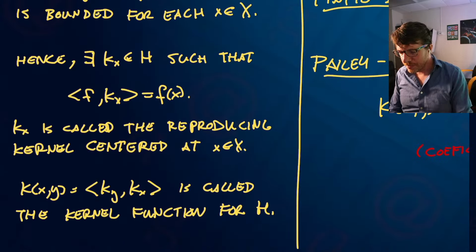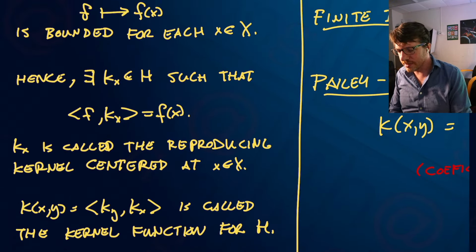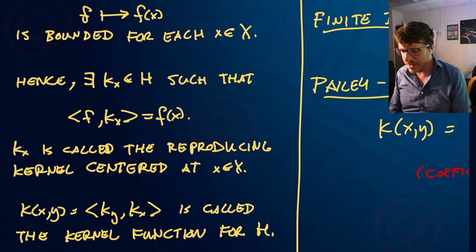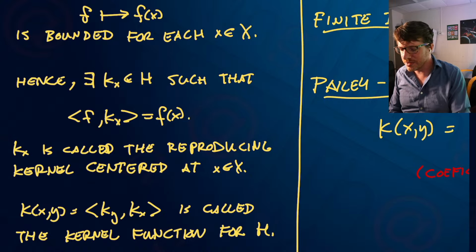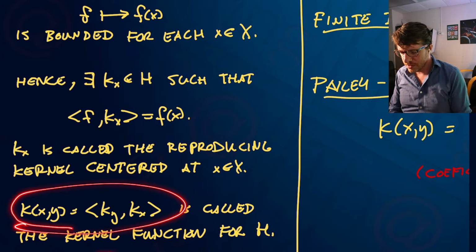Since we have that this evaluation is a bounded linear functional, what we get is that there must exist some k_x. This is our reproducing kernel, to that question you asked earlier. It turns out that the inner product of f against k_x is equal to f of x, and this is our reproducing property. This is called the reproducing kernel centered at x, and this is what we call the kernel function for H.